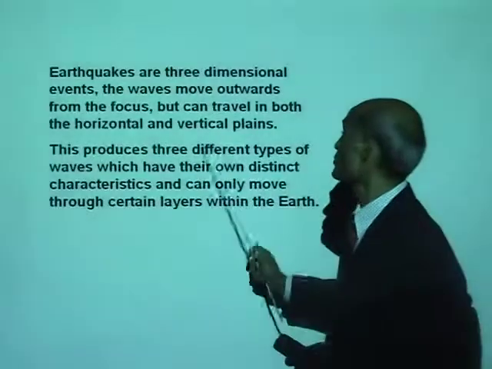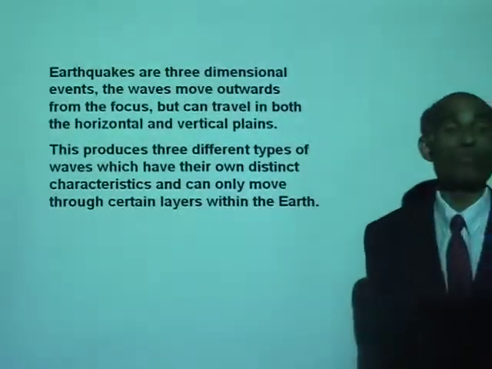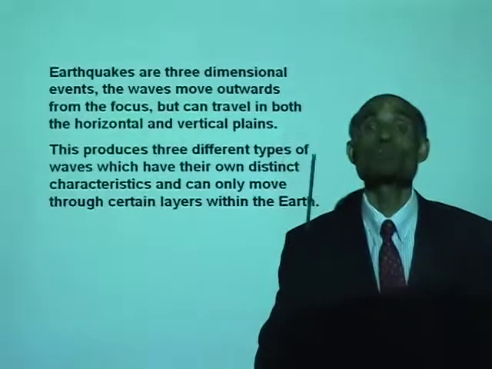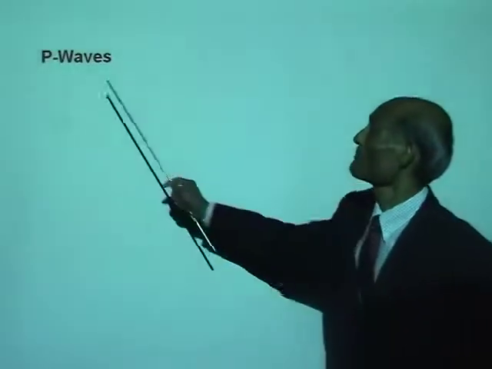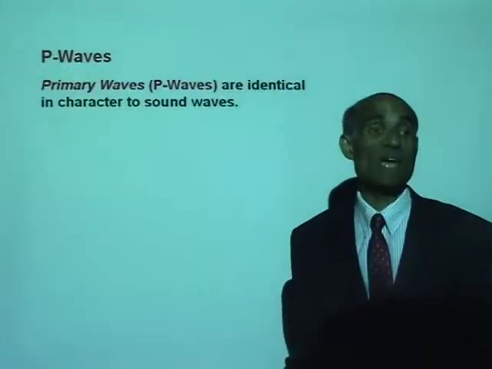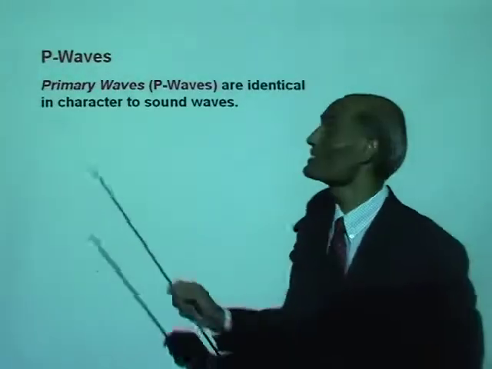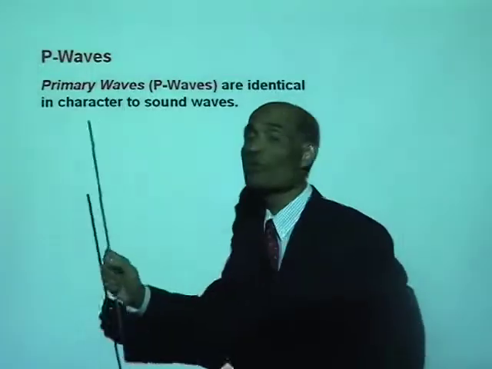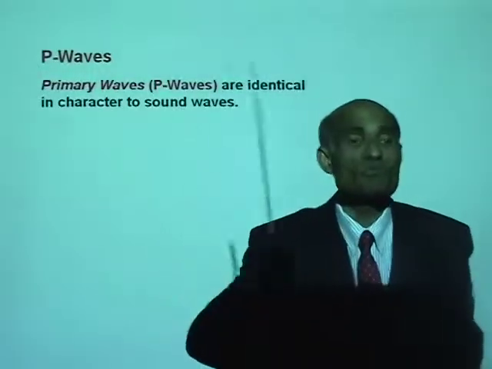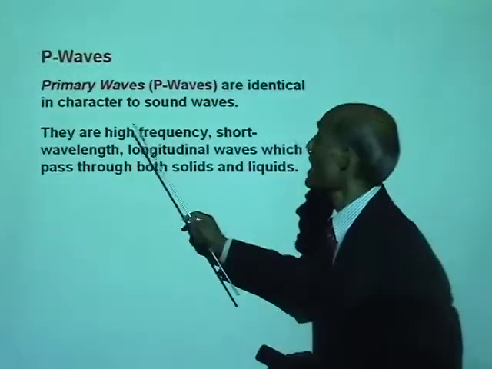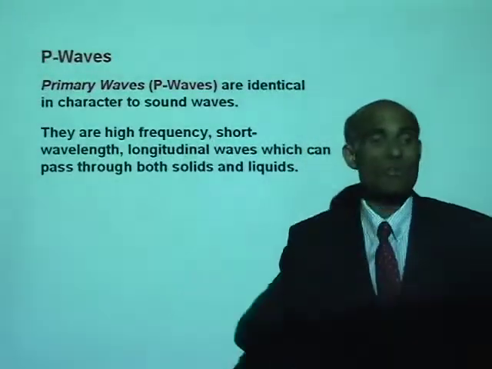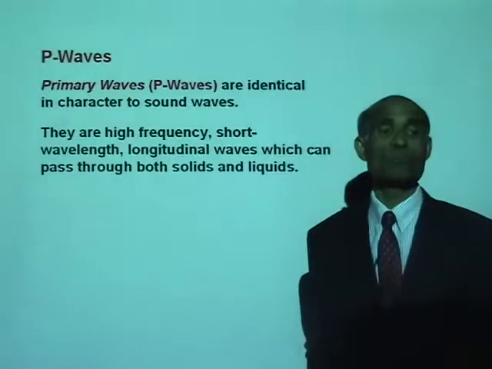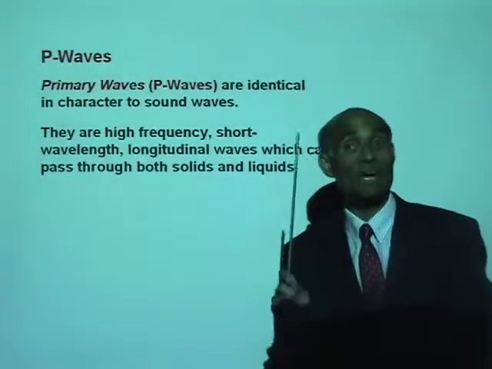This produces three different types of waves. Remember, we talked about those three different types of waves in the last class. What are they? First are the P waves, or the primary waves, and they are identical to sound waves. We can call them longitudinal waves. They are high frequency, short wavelength, longitudinal waves which can pass through both solids and liquids.